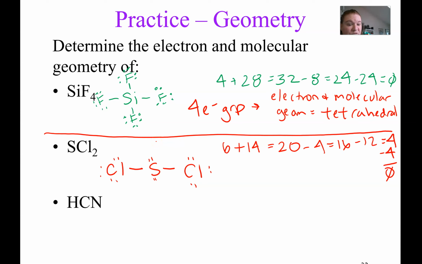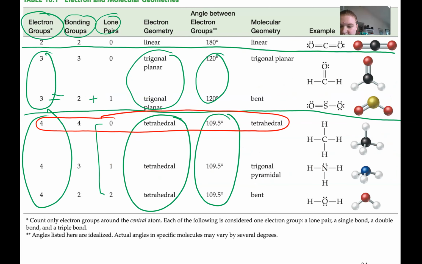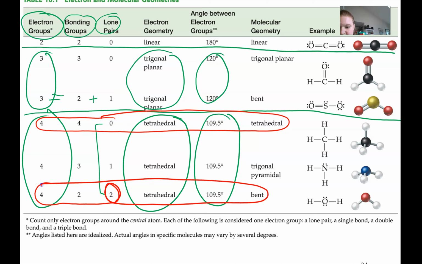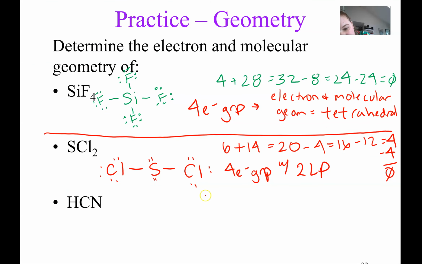So we have four electron groups with two lone pairs. Because again, remember, we're just looking at the central atom. So four electron groups with those two lone pairs tells me that my electron geometry is tetrahedral and my molecular geometry is bent. So electron geometry, tetrahedral, molecular, is bent.